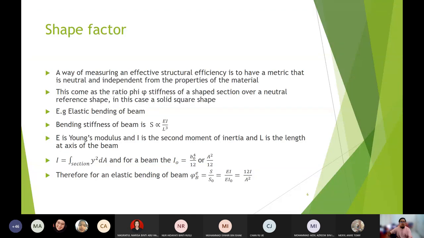Okay, so shape factor. When you talk about the shape factor, as I mentioned just now, it's about how efficiently the material is used in a shape. The way of measuring structural efficiency is to have a metric, a function, that is independent of the properties of the material. This comes back to my earlier point about why some shapes are better than others when applied to a different kind of loading.